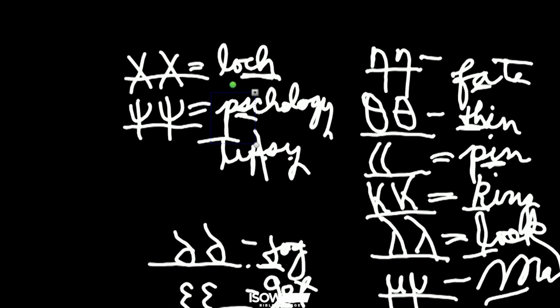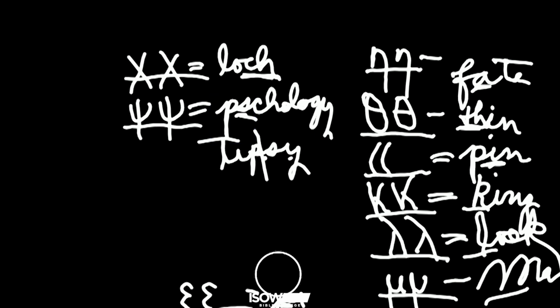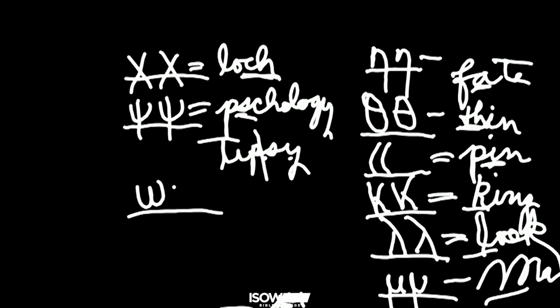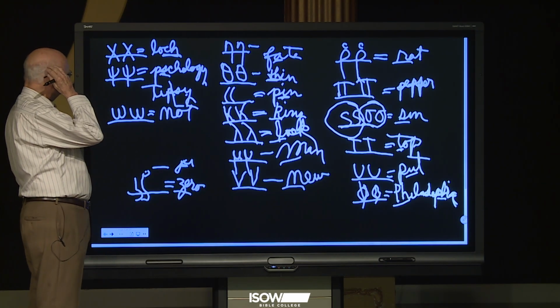And then the final letter here is omega. And it looks exactly like the English W, but it is pronounced like the O in not. It is always an O sound.